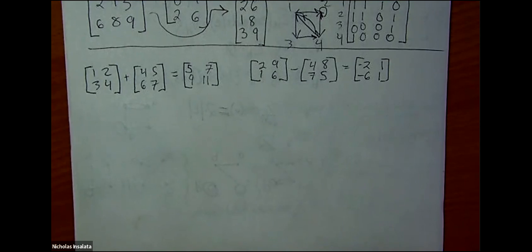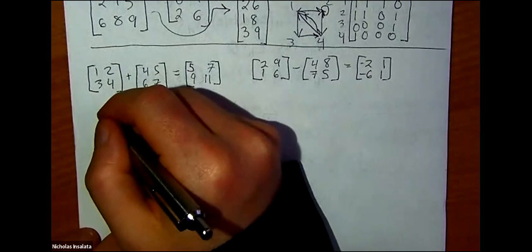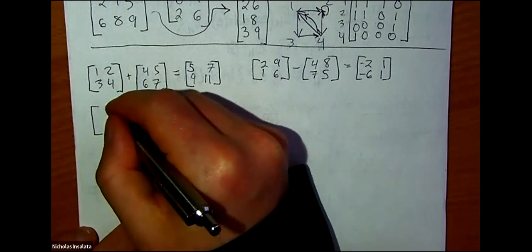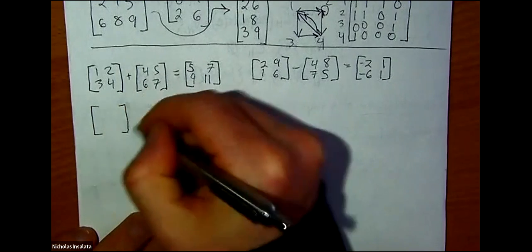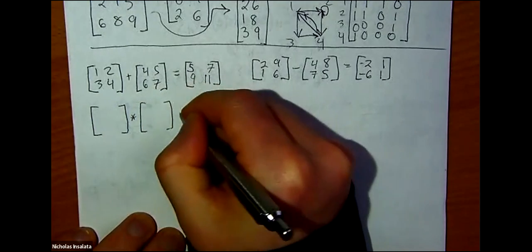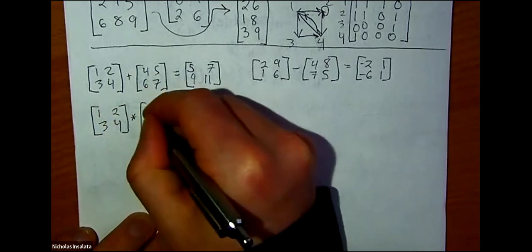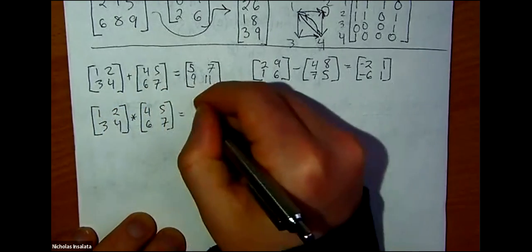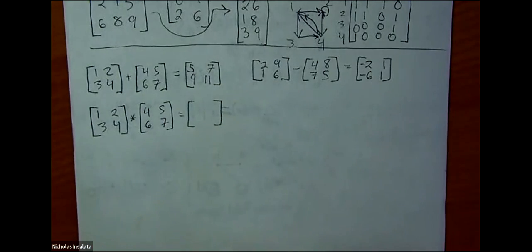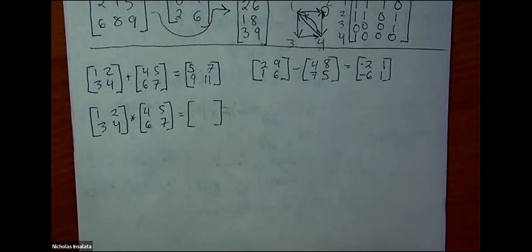And if y'all have done linear algebra, you remember this. Let's do an example of matrix multiplication. I'll just do the full square. Let's do the same example: 1, 2, 3, 4, times 4, 5, 6, 7. And just talking about the top left entry, what's going to happen there?